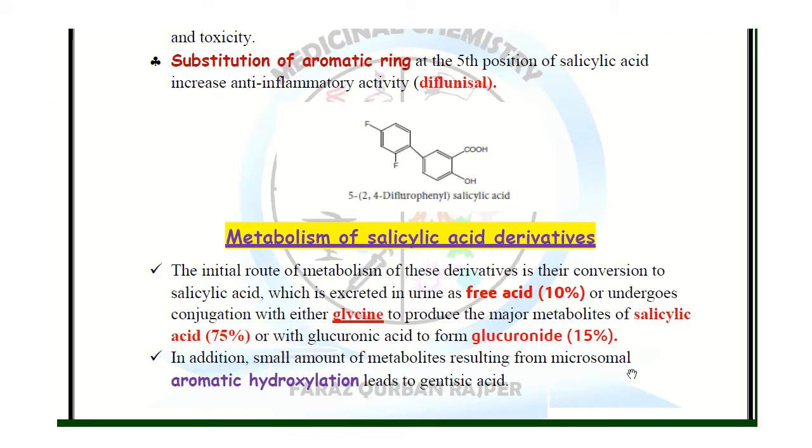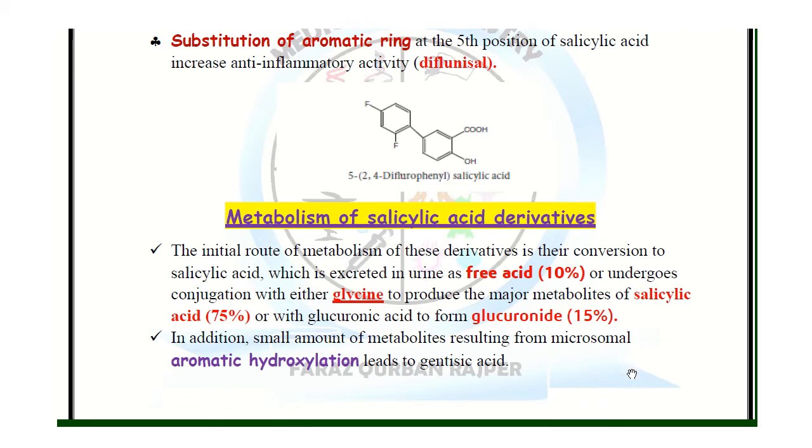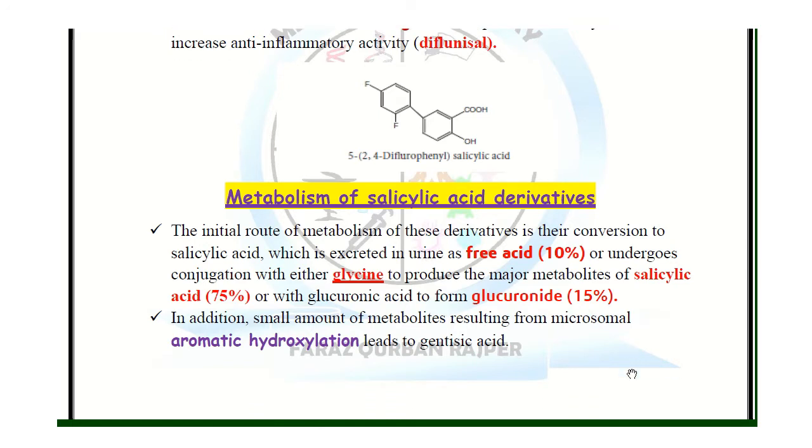A small amount of metabolite can also result from aromatic hydroxylation, meaning aromatic ring hydroxylation can take place, and that will lead to another inactive derivative, gentisic acid.